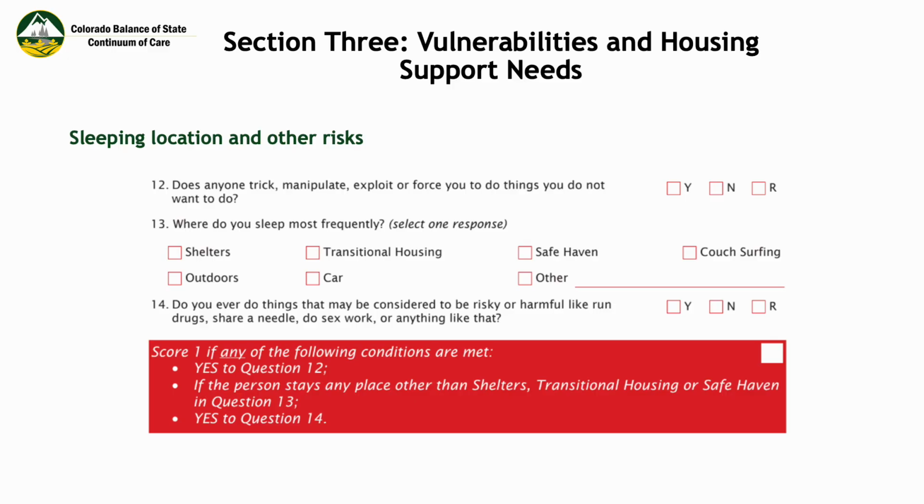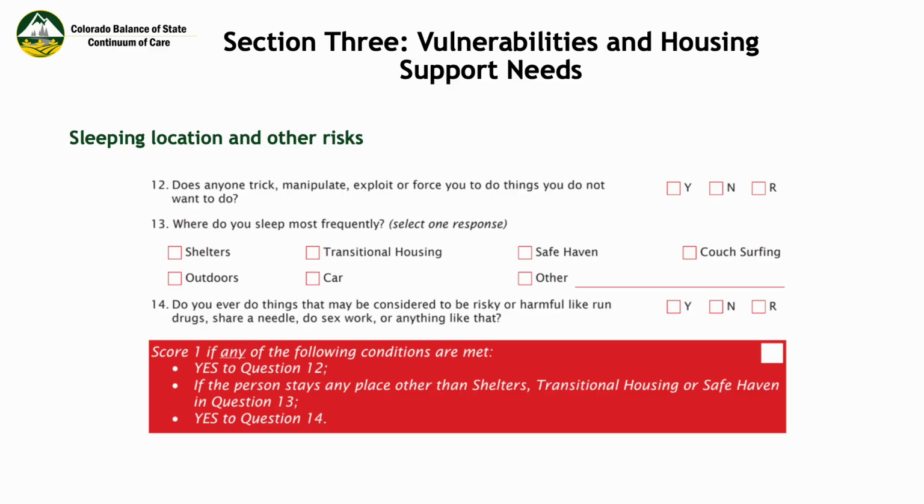You'll also see an option for couch surfing, which means the person is staying with others such as friends or family on a temporary basis. Even though couch surfing is not defined as literal homelessness by HUD, it may be considered unstable housing or a form of homelessness. And please don't use the other option unless the place where the individual is staying is not on the list, as other can affect the score.